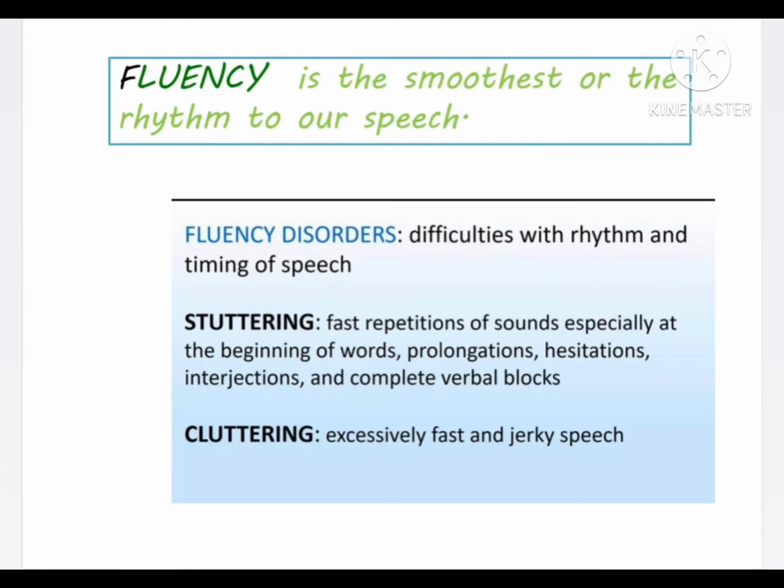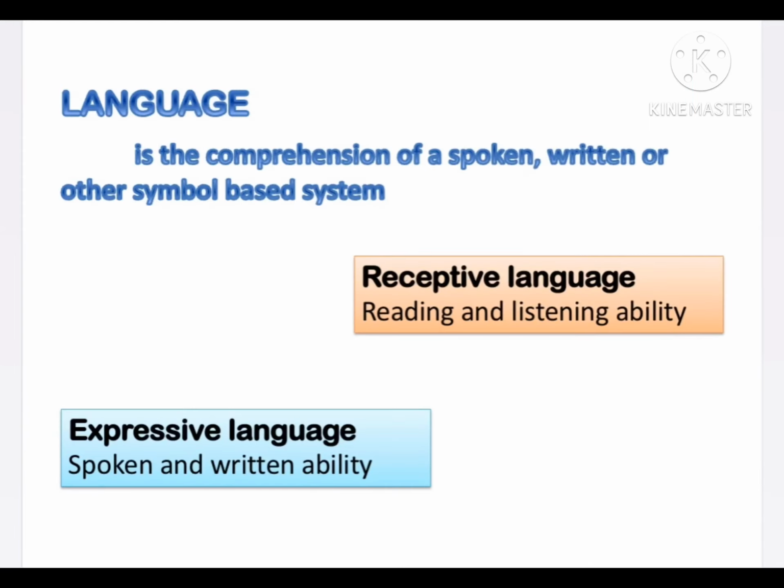Third is fluency, the smoothness or the rhythm of our speech. Fluency is most associated with stuttering. People who stutter may repeat a sound or use too many fillers such as um or ah. Fluency disorders are difficulties with rhythm and timing of speech. Stuttering involves fast repetitions of sounds, especially at the beginning of words, prolongations, hesitations, interjections, and complete verbal blocks. Cluttering is excessively fast and jerky speech. We are done with the speech.